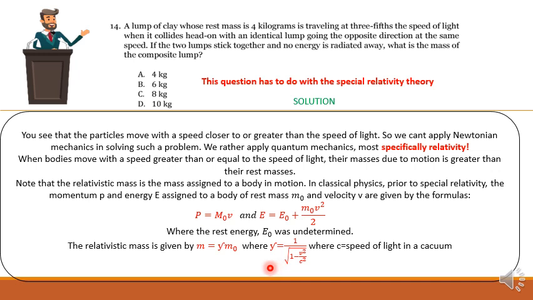Now the relativistic mass is given by the gamma factor multiplied by m0, and then this is the formula to calculate the gamma factor, where c is the speed of light in a vacuum. So if we apply this, we are going to come out with our answer of 10 kilogram, but with the explanation from here, our answer is 10. Our answer is 10 because when bodies move with a speed that is greater than or equal to the speed of light, their masses due to motion is always greater than their rest masses. So the sum of their masses due to motion must also be equal to the sum of their masses at their rest masses.